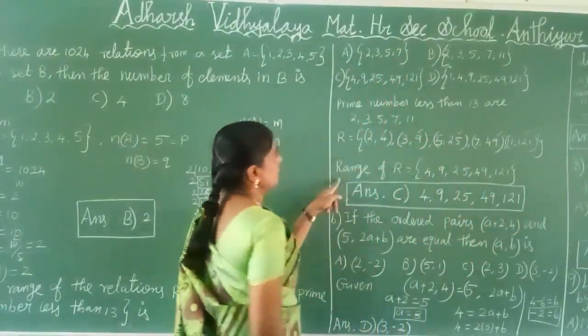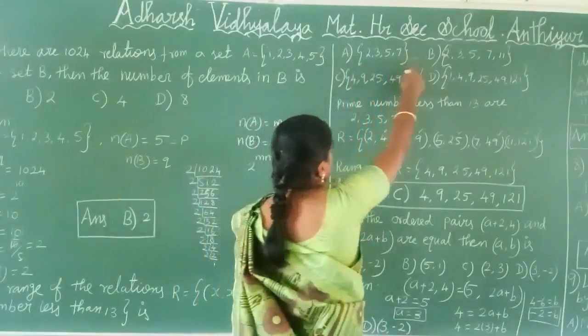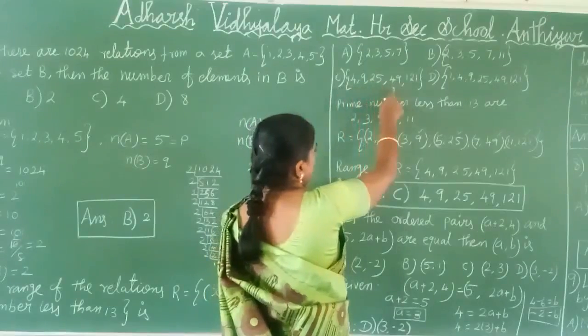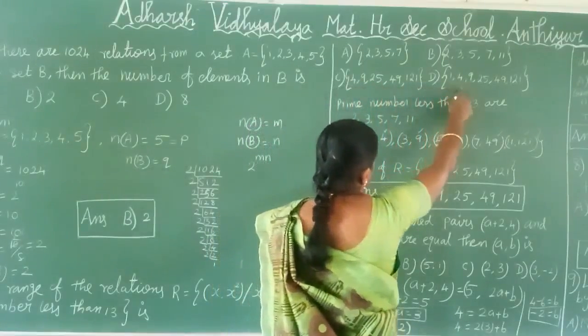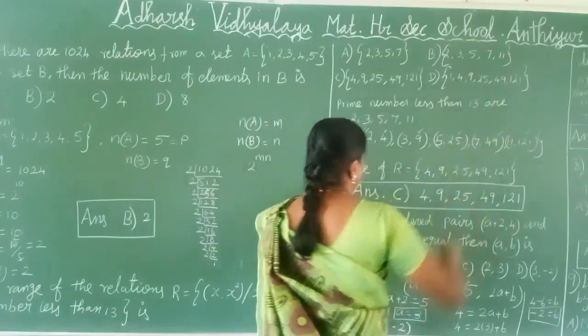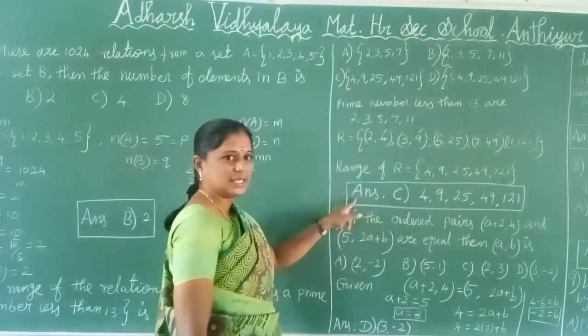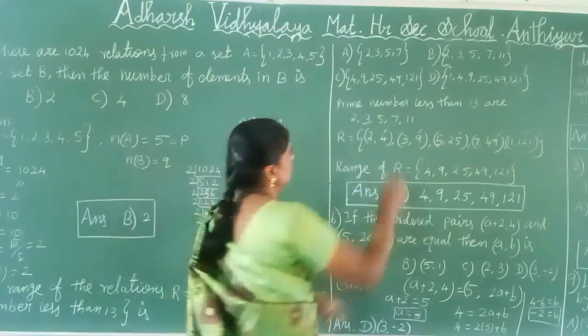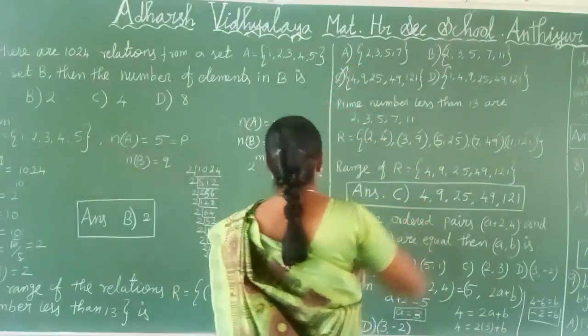So which option is the correct option? A option 2, 3, 5, 7. B option 2, 3, 5, 7, 11. C 4, 9, 25, 49, 121. D 1, 4, 9, 25, 49, 121. So which is the correct answer? The C option is the correct one. So C option is correct.